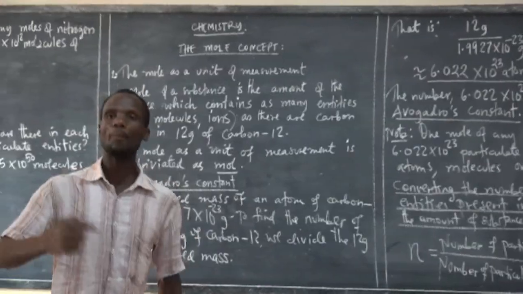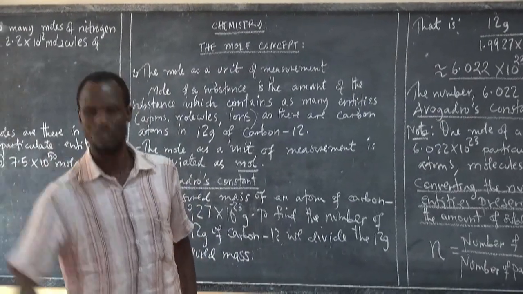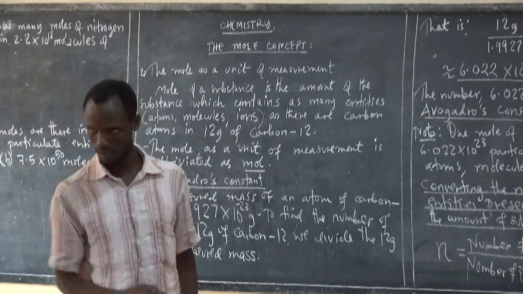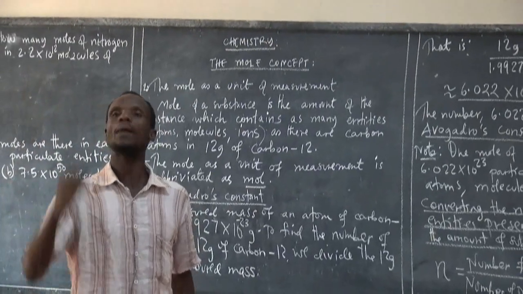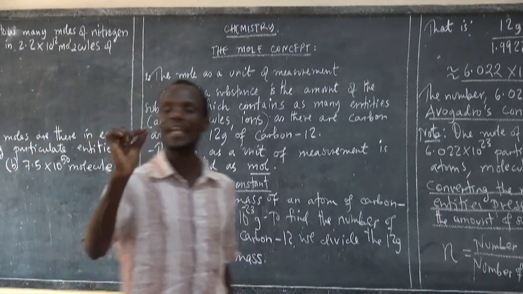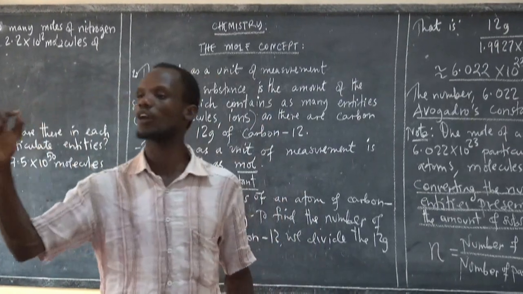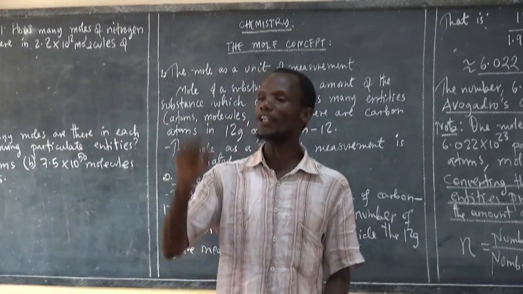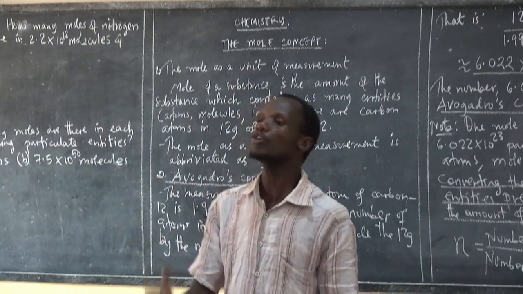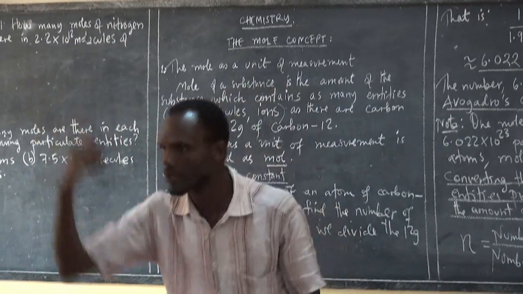Now, this is applicable also to atoms, to particles, to ions, or to matter itself. Matter is made up of small particles which are called what? Atoms. You cannot count them at the same time. You will spend a lot of time just counting them.